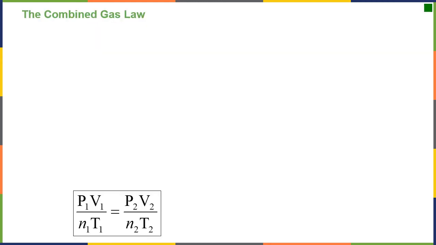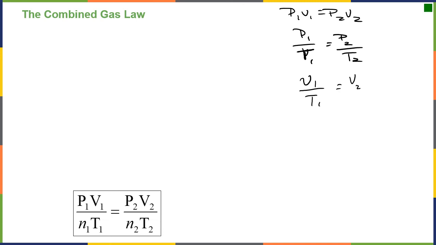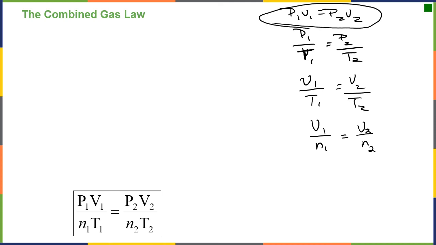So the last thing that we do with these relationships is we combine them. We know that P1 over T1 equals P2 over T2, and we know that V1 over T1 is equal to V2 over T2, and volume over moles is equal to volume over moles. If we combine all of those, we can see that our pressure and volume are going to stay in the numerator, and our temperature and our moles are going to go in the denominator, and we're going to get a combined gas law.